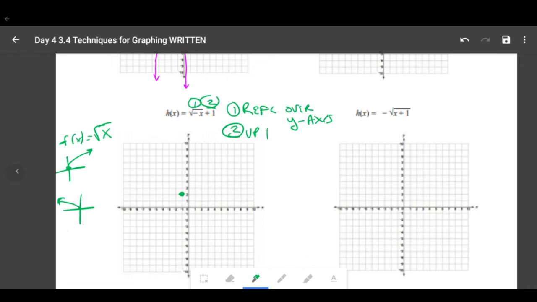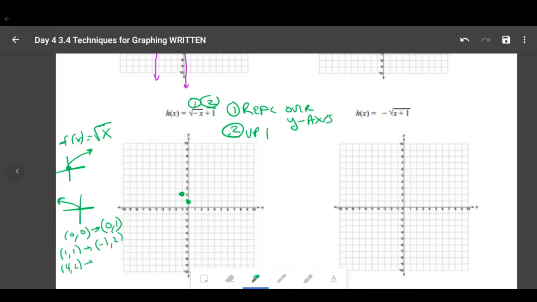So we were at 0, 0, and that now went to 0, 1. It was at 1, 1, because of the reflection and the shift up, it's now going to be at negative 1, 2. If you remember, the next part of the graph that's on there is 4, 2, the next integers that we can look at. So 4, 2.